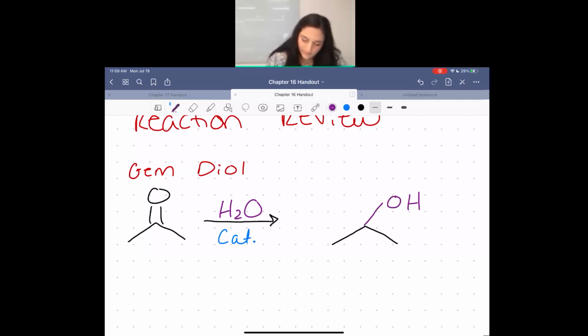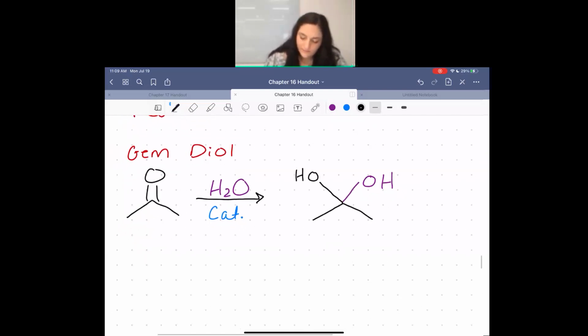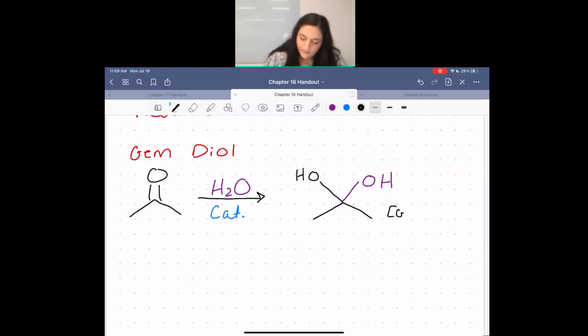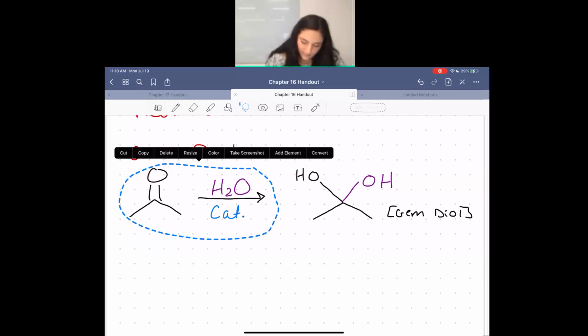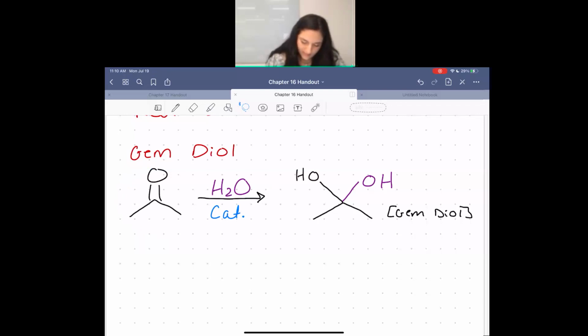OH, OH. So we get our gem diol. So if we were to do this with, can I duplicate? Maybe, maybe not. Okay, no, I'm just going to redraw it because that was too difficult.